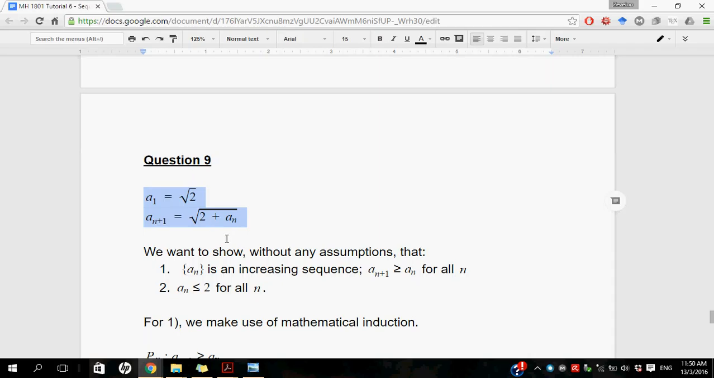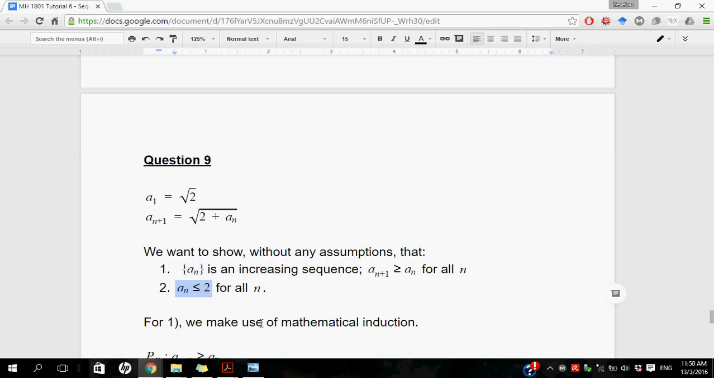In this question, we would like to show, without any assumptions whatsoever, that an is an increasing sequence, which is to say that for every n, the present term an is less than or equal to the subsequent term a(n+1). And we also want to show that all the terms in our sequence are bounded from above by the value 2. How can we show this?